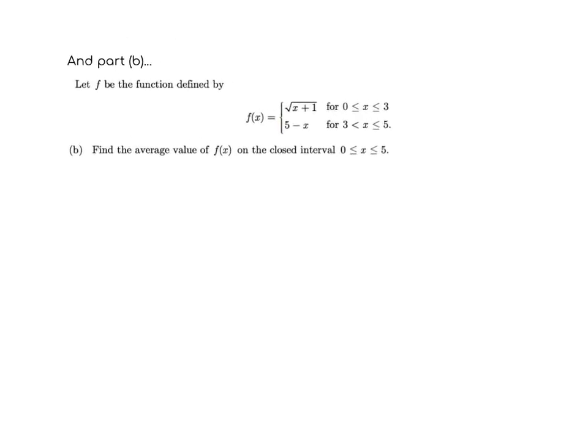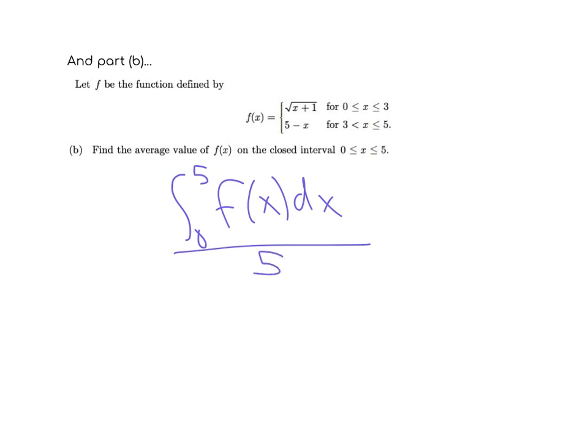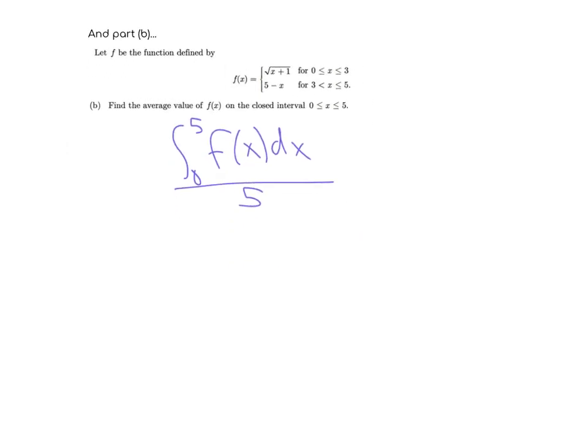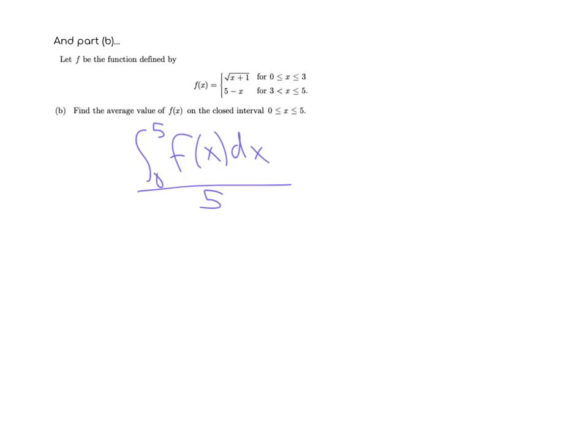Find the average value on the closed interval 0 to 5. That means I need to integrate from 0 to 5 of f of x dx, and then I need to divide by 5. So let's pause on that. I already talked about this earlier. In order to integrate from 0 to 5, I need to go 0 to 3. And instead of writing f of x, I'm going to write x plus 1 to the 1/2 dx.